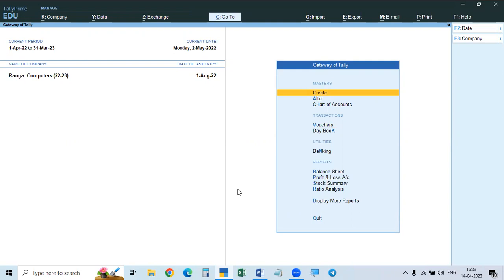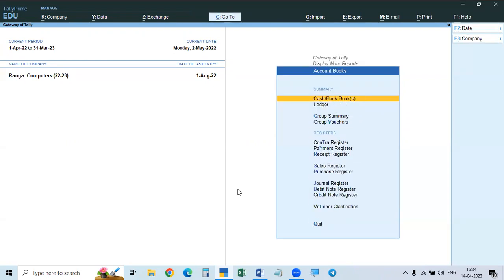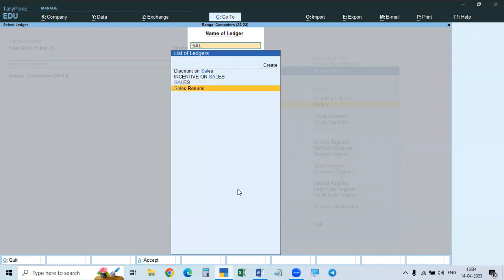If you pay the amount before the due date, before the credit period ends, the due date is after completion of the credit period. So if you pay the amount before the credit period, we will give some discount, 100 rupees per item. For example, we will take it up here, see here.